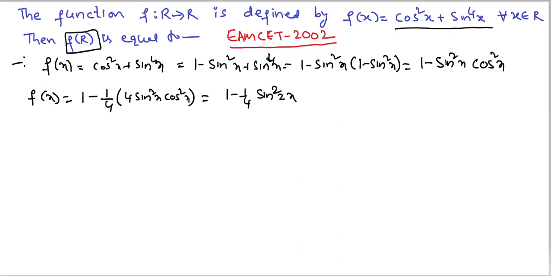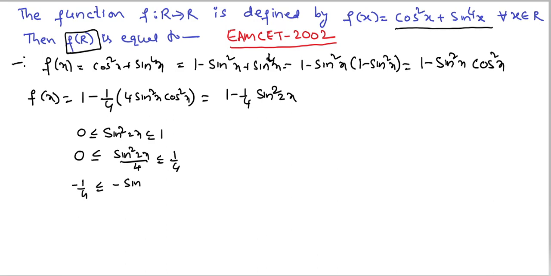Now we find the range of this. We know that sin square 2x lies between 0 and 1, that is 0 less than or equal to sin square 2x less than or equal to 1. Dividing by 4, that is 0 less than or equal to sin square 2x by 4 less than or equal to 1 by 4. So multiplying by minus, that is minus 1 by 4 less than or equal to minus sin square 2x by 4 less than or equal to 0. So add 1, that is 1 minus 1 by 4 less than or equal to 1 minus sin square 2x by 4 less than or equal to 1.